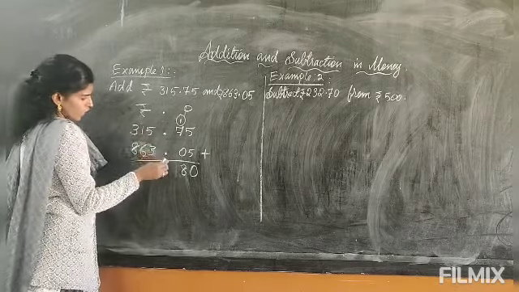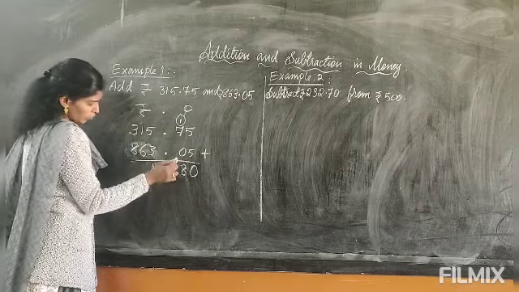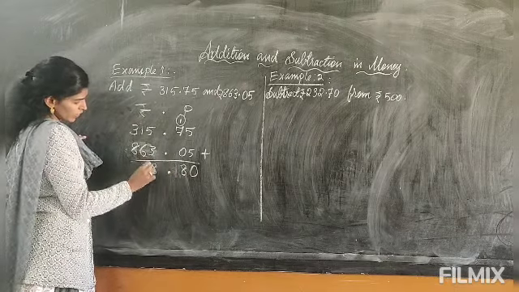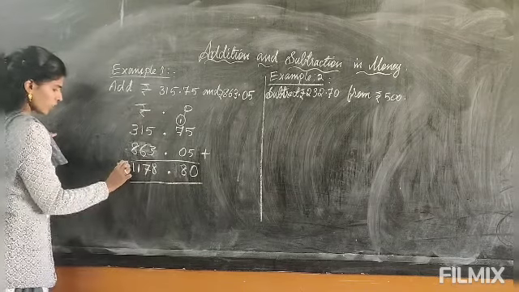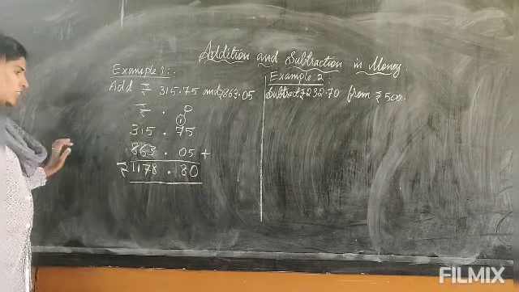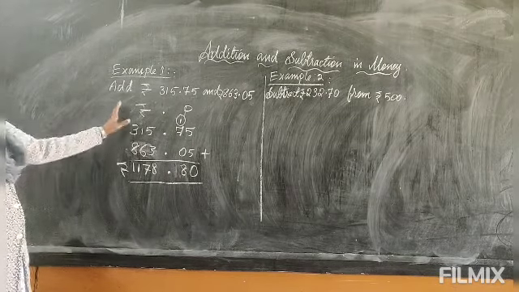Now let's add here 5 plus 3, 8, and this is separated with the point. 1 plus 6, 7, 8 plus 3, 11. So the amount is 1178 rupees and 80 paise. This is the answer by adding.